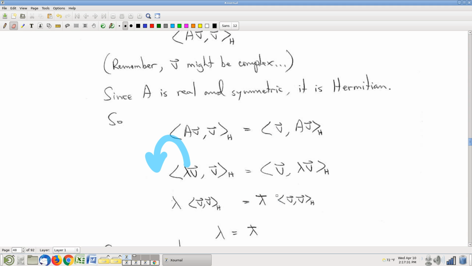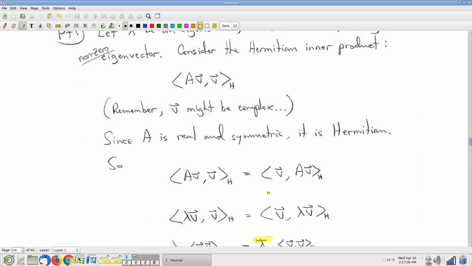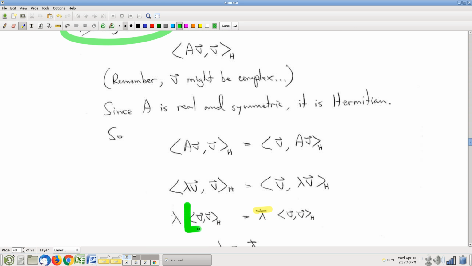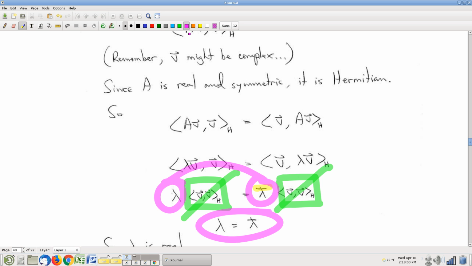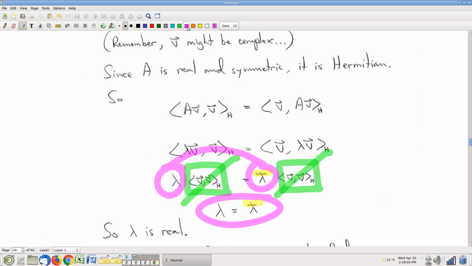And, lambda bar. Then don't forget, eigenvectors are non-zero, right? Very importantly, we saw that non-zero vectors' self-dot products are never zero. Therefore, I can cancel this non-zero common factor, and we win. Lambda is equal to lambda bar. This number, whatever it is, is its own conjugate, and therefore that eigenvalue is real.